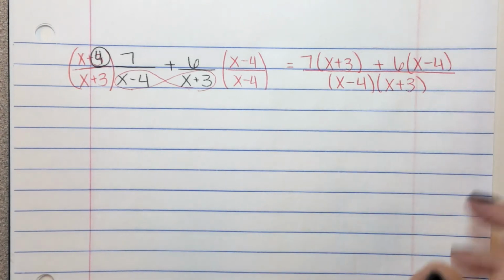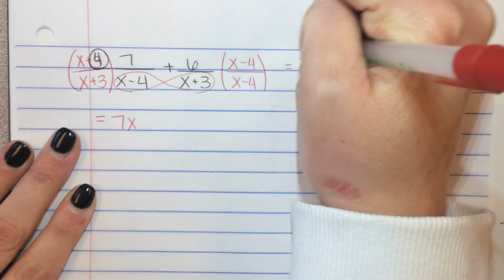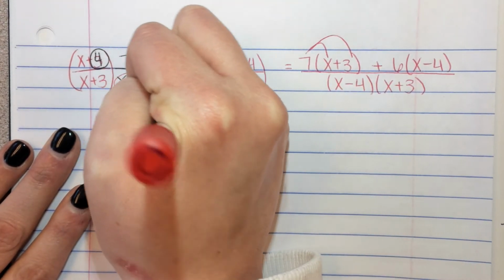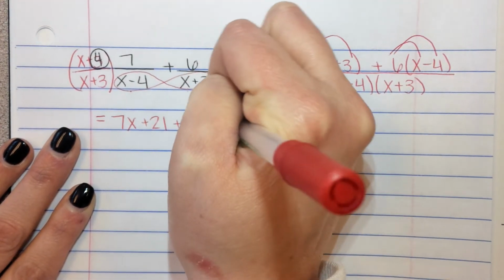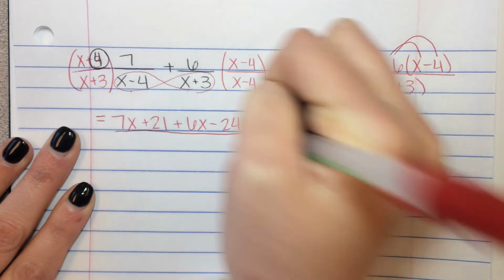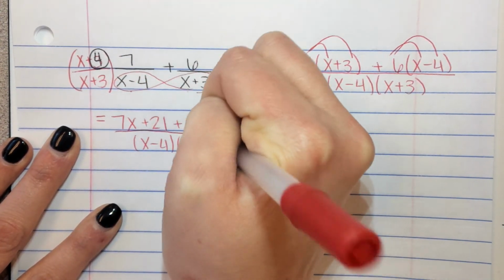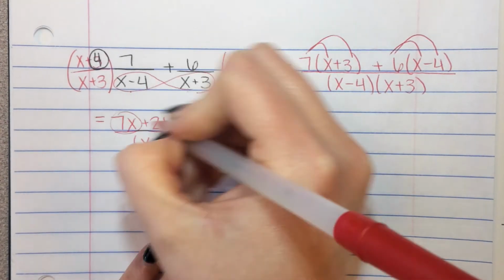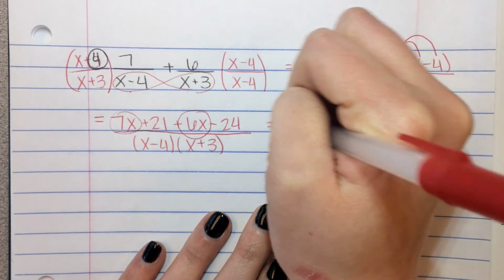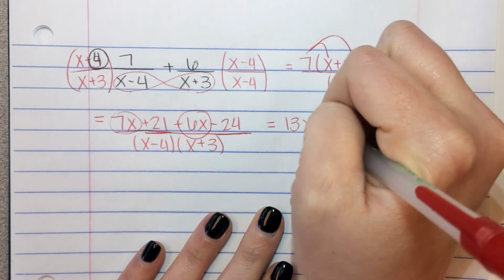Okay, you have to distribute. So like I said before, that's going to be 7x plus 21, and then 6x minus 24, all over the quantity x minus 4 times the quantity x plus 3. All right, now I can combine like terms. So 7x and 6x is 13x. 21 minus 24 is negative 3.